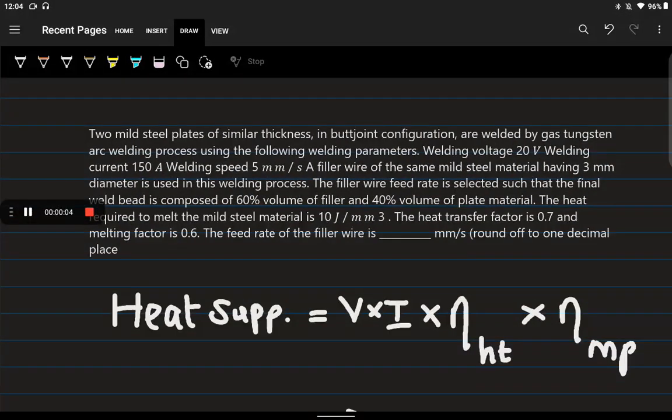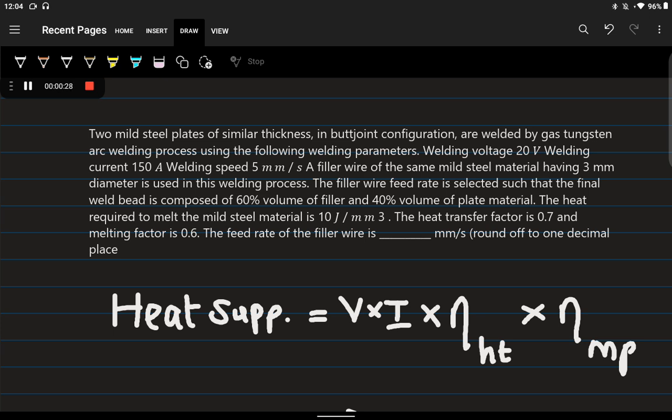So the question that we have here is a previous year question from GATE 2021. It's a beautifully framed question, so let's solve. It is given that two mild steel plates of similar thickness in butt joint configuration are welded by a gas tungsten arc welding (GTAW) process using the following welding parameters.